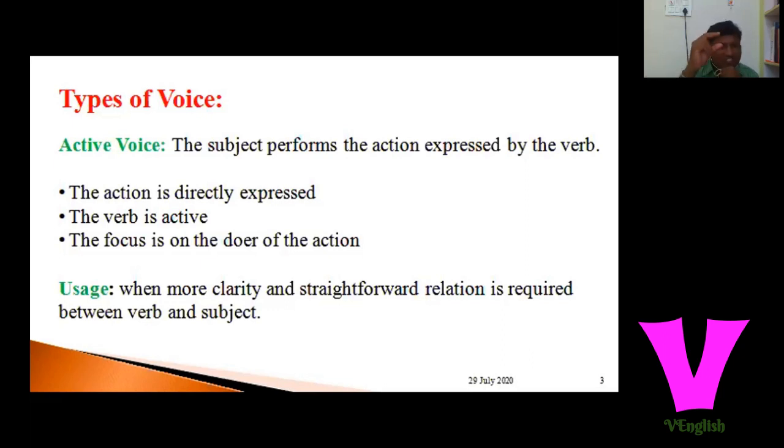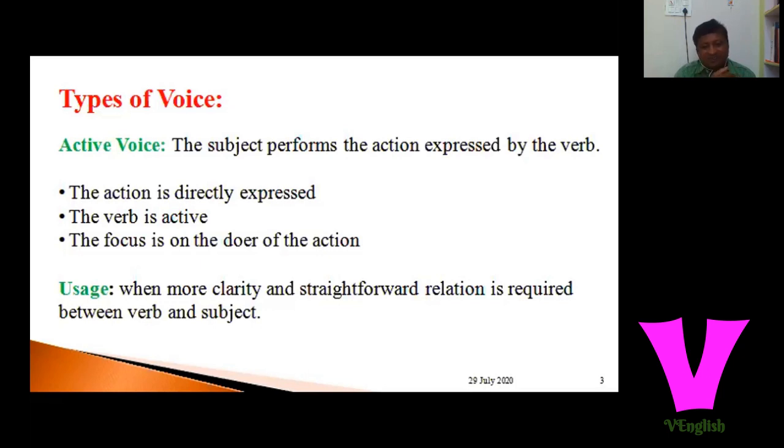Yes. In the first sentence, where is the focus of the writer? The focus of the writer is on the doer of the action. Akkada active voice lo, modati sentence lo, mana focus anta deni meeda undi? Doer. In that sentence, subject is the hero. Doer is the hero. So, active voice is needed there.